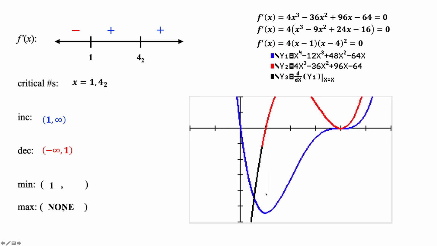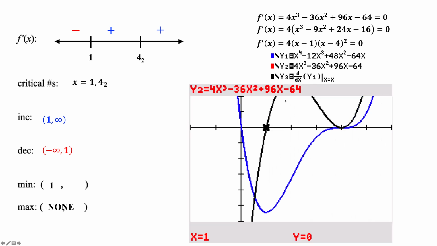here again, blue is the original function. Here's the red and the black. Again, two ways to do the derivative: either type it in or have the calculator generate it for you. And finding that x-intercept right there for the derivative would give you that critical number 1. And yes, this is an x-intercept right here on the black curve.